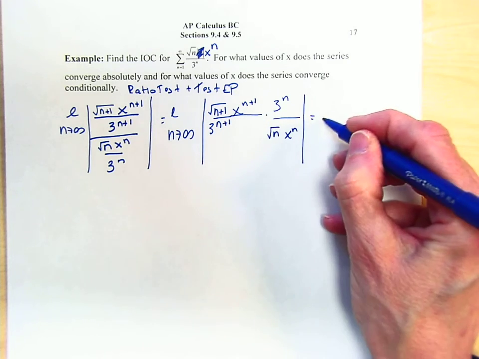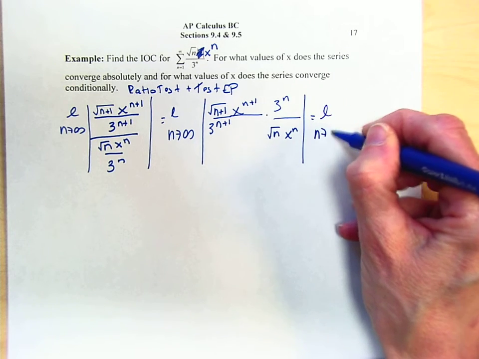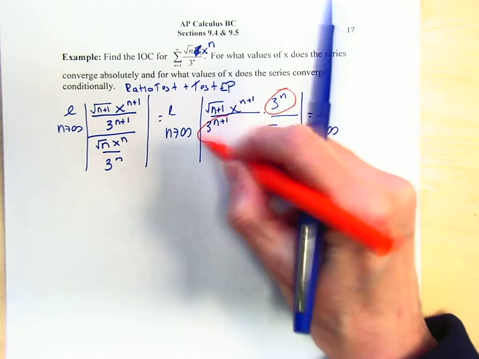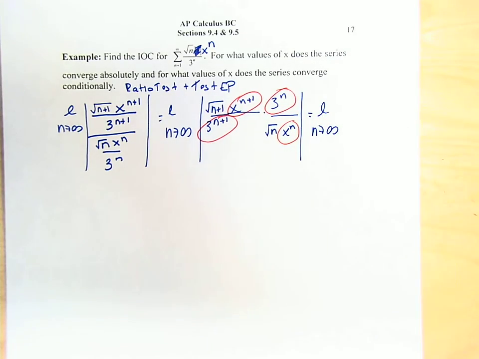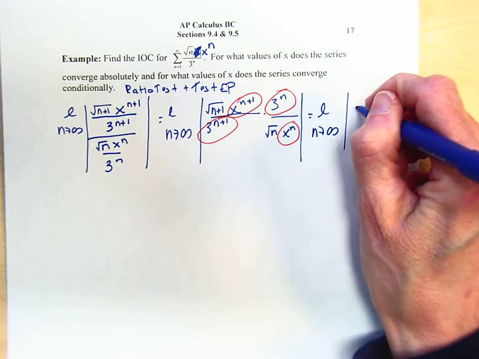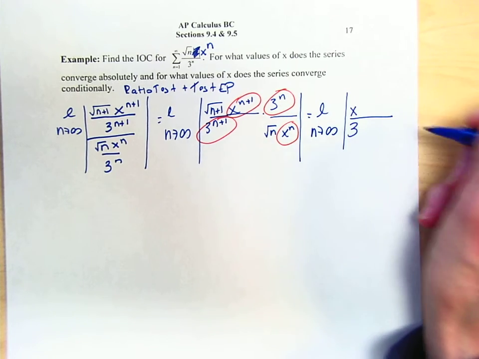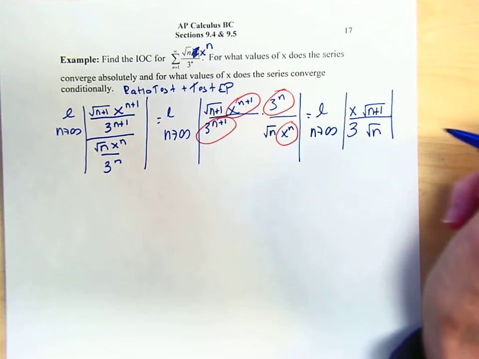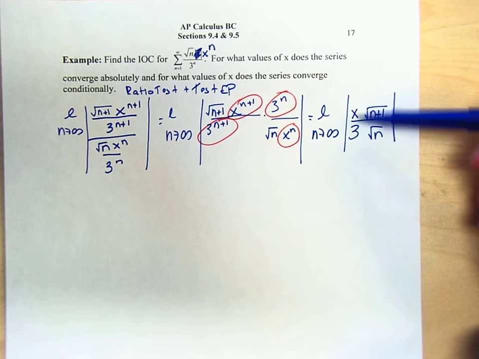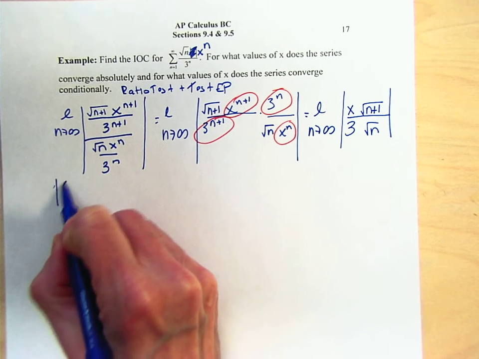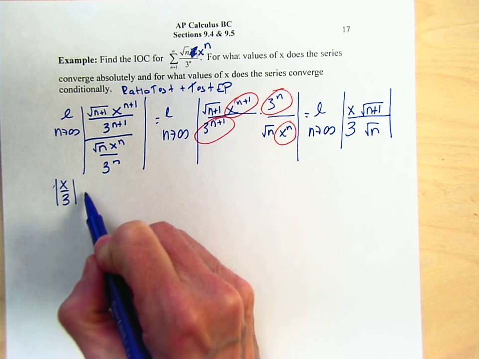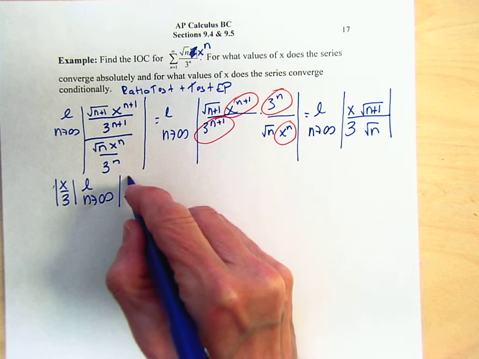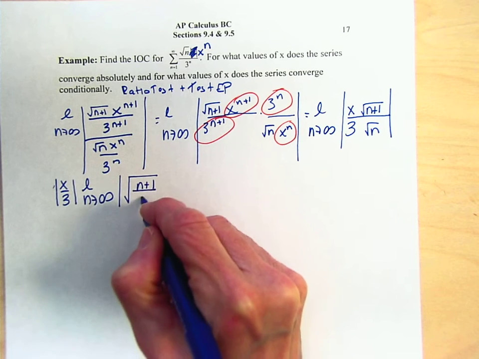Now that you've done so many of these, you probably can already tell what's going to happen, and that's a good thing. So looking at 3 to the n, 3 to the n plus 1, x to the n plus 1, and x to the n, using our rules of exponents, that gives me x in the numerator, 3 in the denominator. I get the square root of n plus 1 in the top, the square root of n in the bottom. So anything not involving n, we move outside. So this gives me the absolute value of x over 3, and the limit as n goes to infinity of the square root of n plus 1 over n.